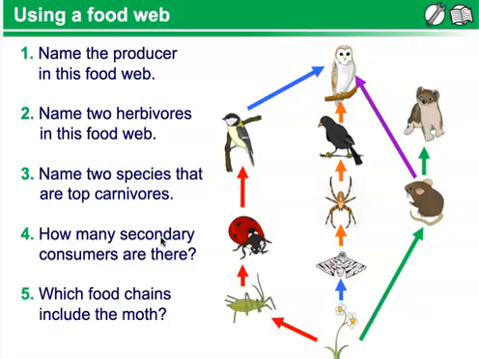Starting with question 1, the daisy or flowering plant, that would be an example of a producer. Number 2, the vole and the aphid. Number 3, the stoat and the barn owl. Both of those would be examples of 2 species that are top carnivores. Stoat is another name for the weasel.